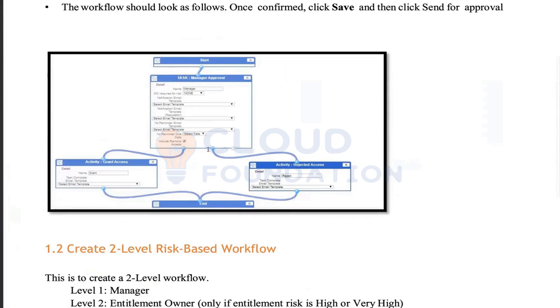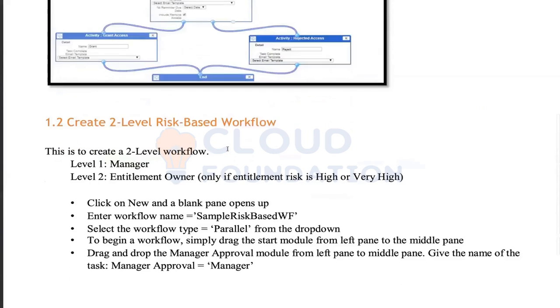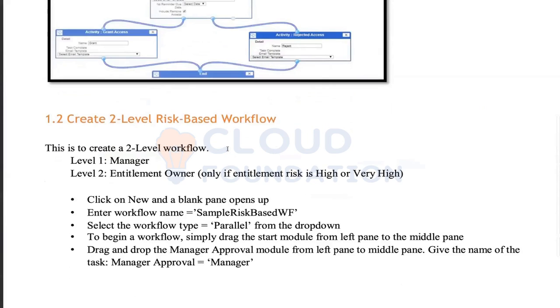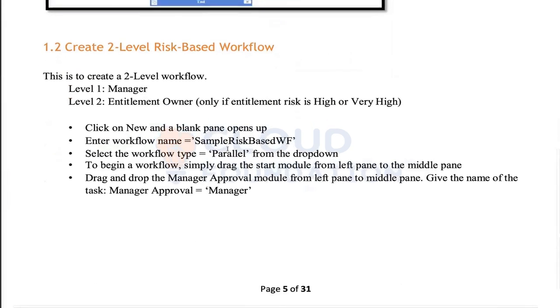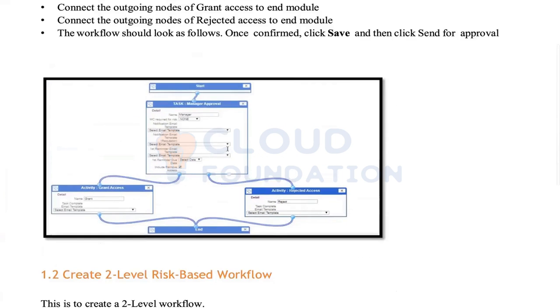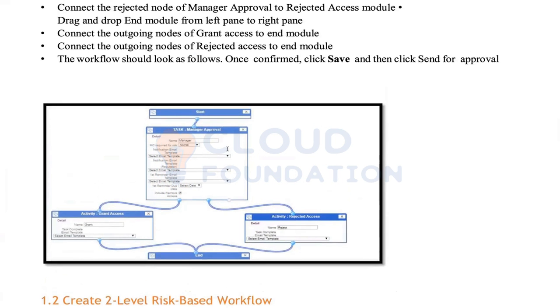And in case of the rejection, obviously if the manager rejects the request, it will not go to the senior manager anyways. Now that is just one way of configuring, or one capability of Saviynt.